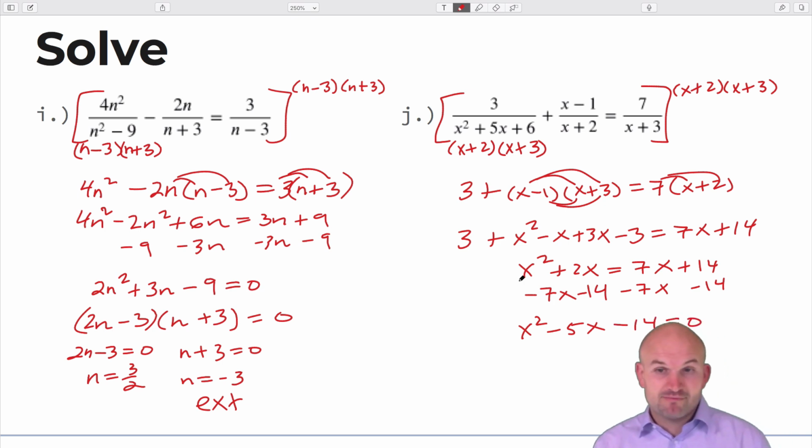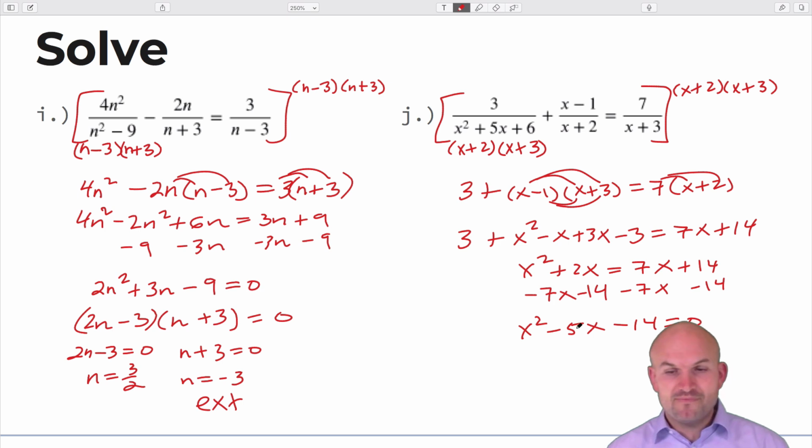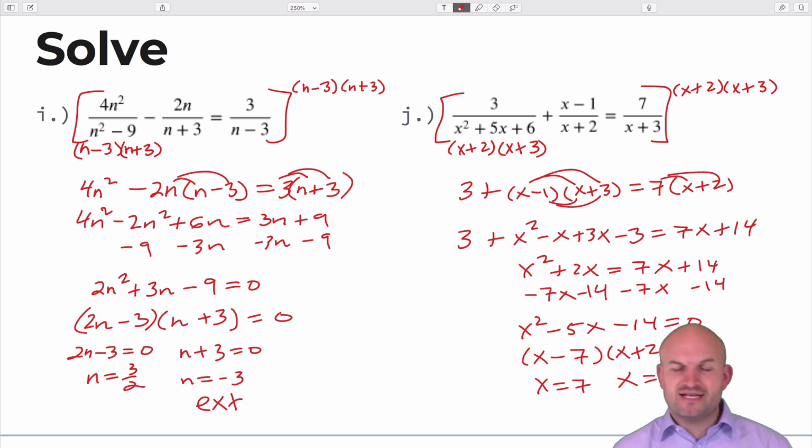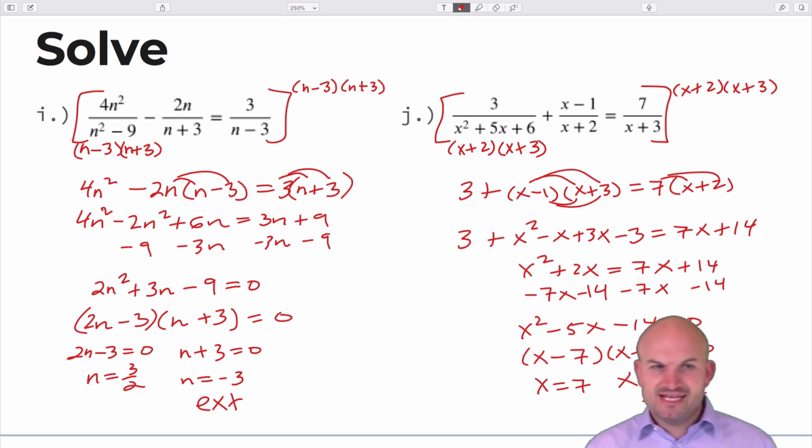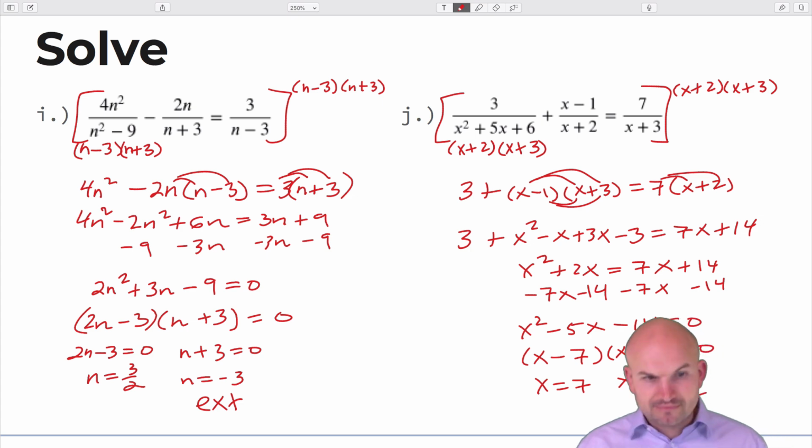And again, now we want to make sure that we can see this to be factorable. And I see that, yeah, I can do this as x minus 7 times x plus 2 equals 0. So therefore, x is equal to 7 using the zero product property, and x equals -2. However, when you take x equals -2, you plug it back into the original equation, you see it does not satisfy that. So therefore, x equals -2 is an extraneous solution.